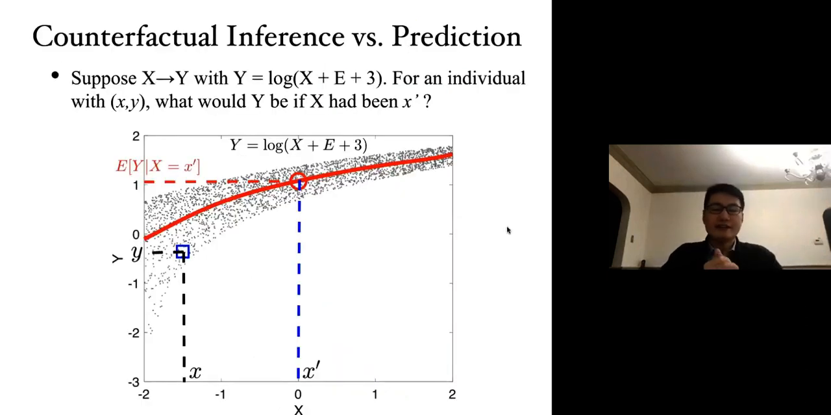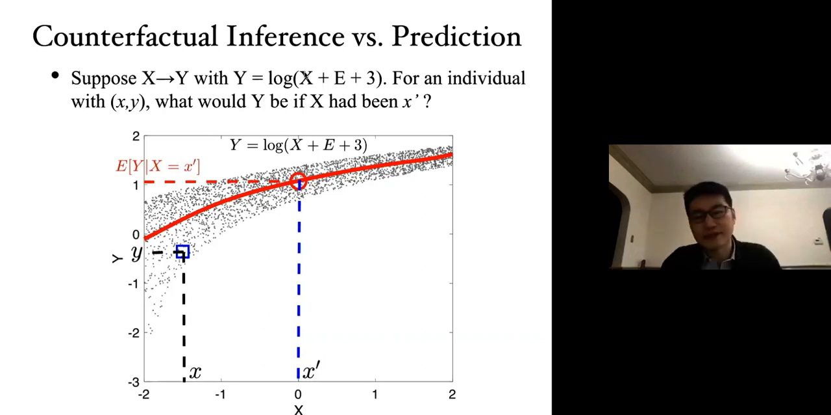Let me just give an example to show what we can benefit from this way of thinking. Here, suppose X causes Y with this functional causal model. So you can see how X influences Y. Here E is noise. And usually noise E is independent from X.